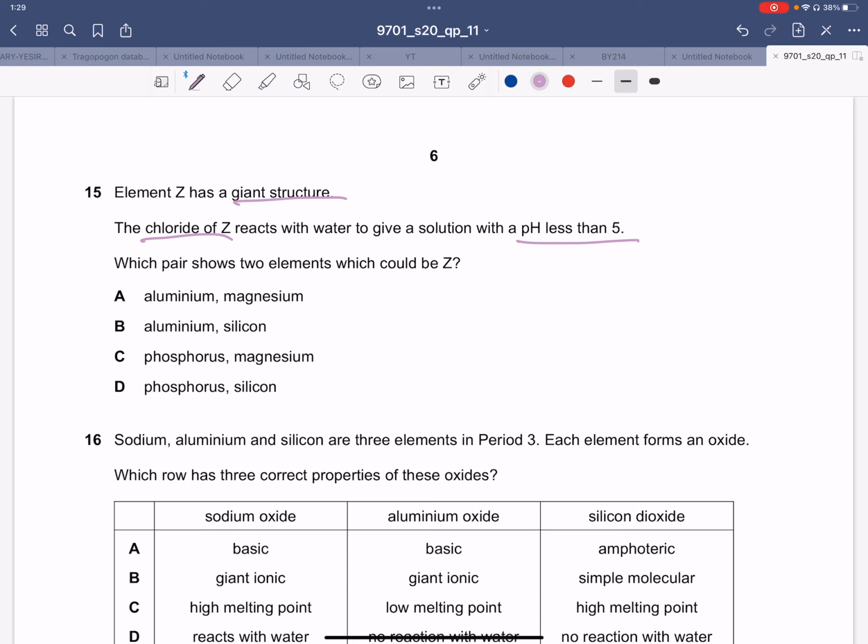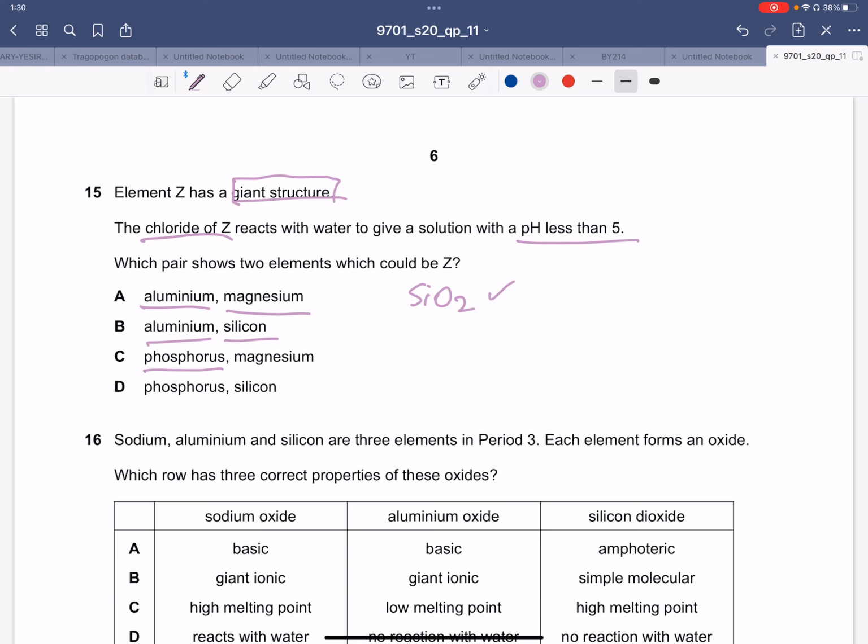Let's just move down the list and start with this piece of information right here, that it is a giant structure. Aluminum forms a metallic structure, so it would probably be fine. Magnesium is also a metal, so that's fine as well. Silicon forms a lattice structure with silicon dioxide. Actually, it's giant covalent, and we know this compound to be glass or quartz, and it has a giant covalent structure. So that one's fine as well. So far no answers eliminated.